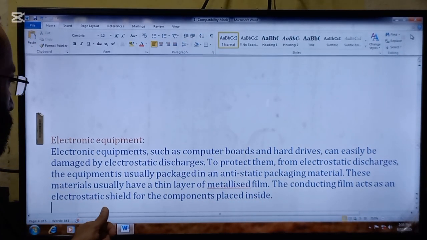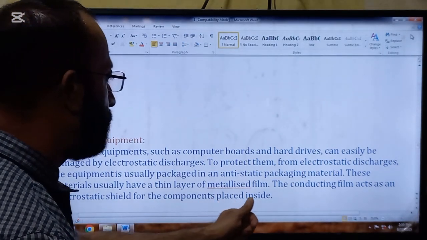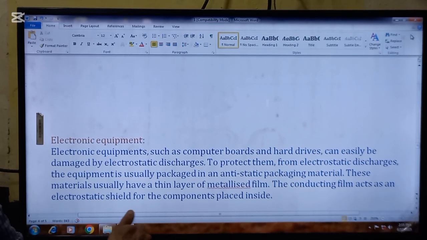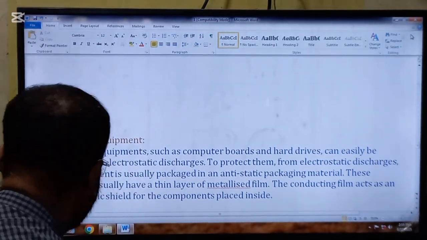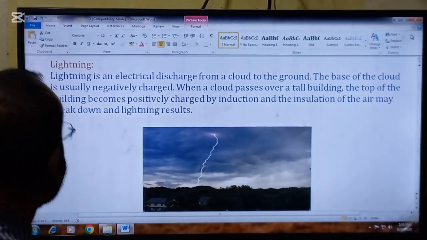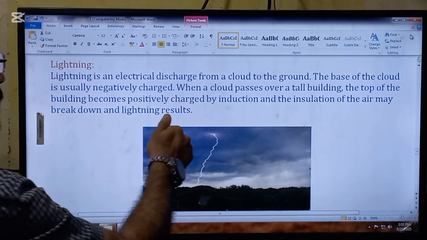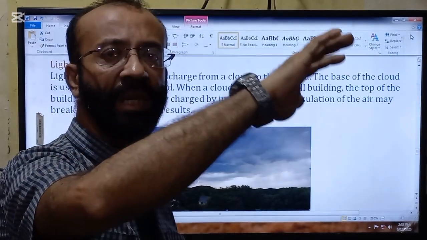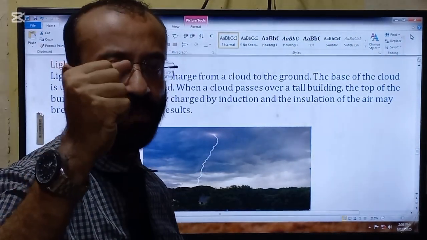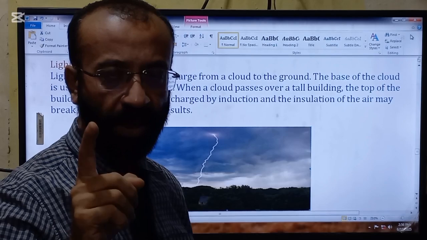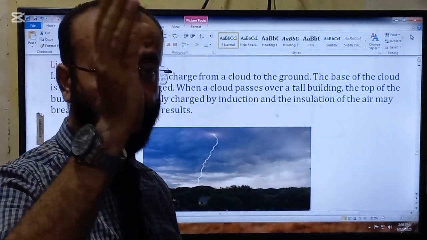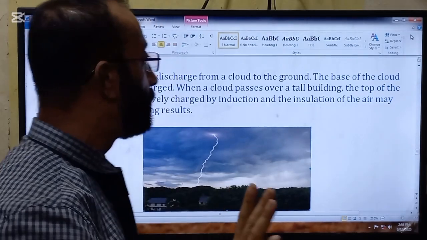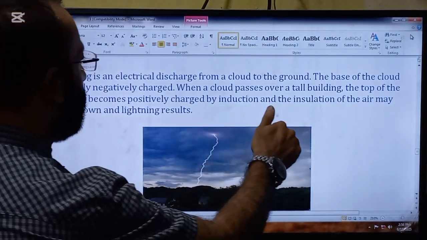These materials usually have a thin layer of metallized film. The conducting film acts as an electrostatic shield for the components placed inside. Lightning. Lightning is an electric discharge from a cloud to the ground, so the same technique is used. Because the clouds are charged bodies, if a person or a building creates the path, damage can be done from a cloud to the ground.